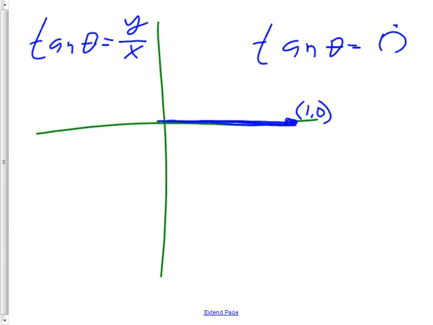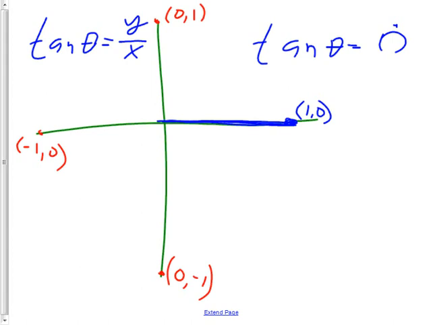So where's the other place? How about if I try this? There's 4 spots it could be. And let's see which of them will actually work. Would you agree that this one's 0, negative 1? And this one's negative 1, 0? And this one's 0, 1?